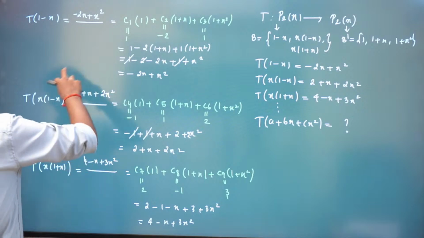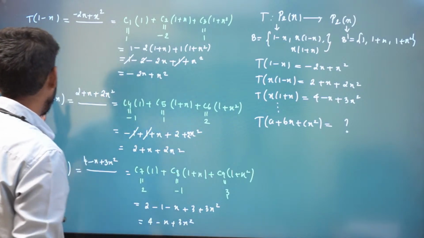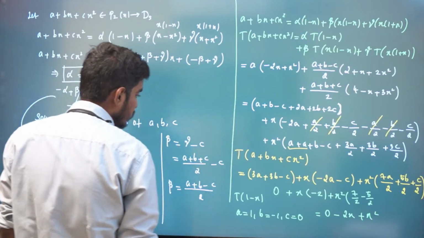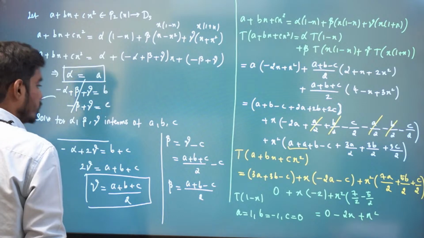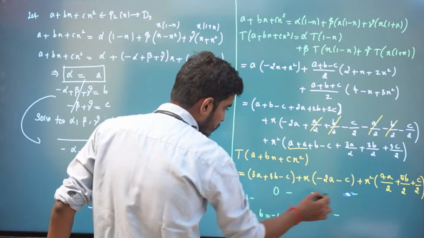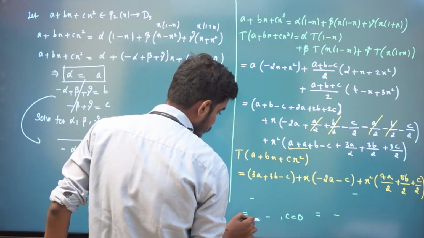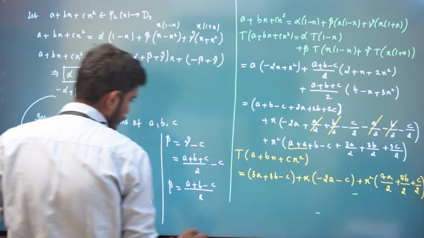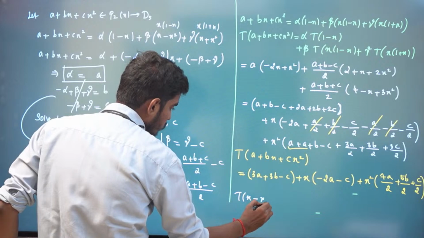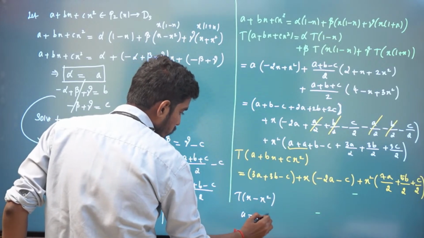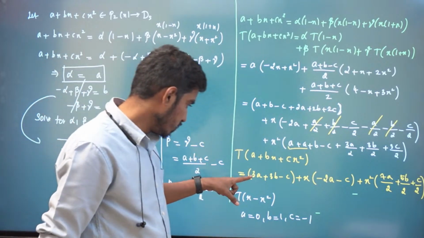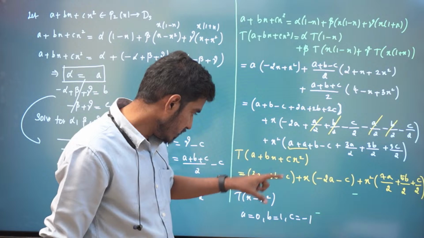We can also check for this, right? We will check one more. So we will find where T of x minus x square maps. We will see where this maps. a is 0, b is 1, c is minus 1.